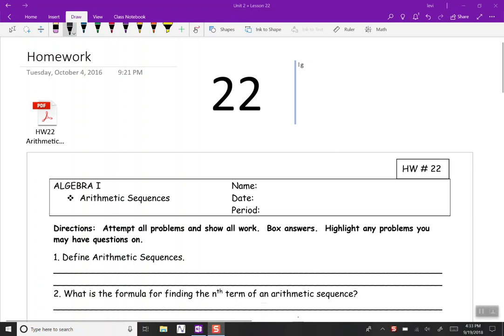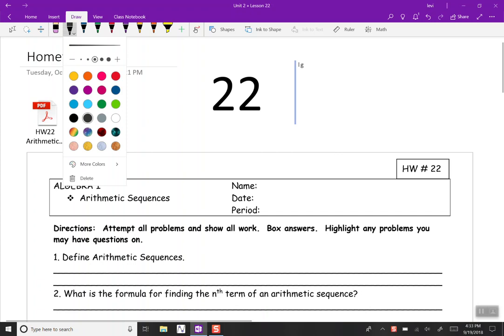This is homework 22, arithmetic sequences.